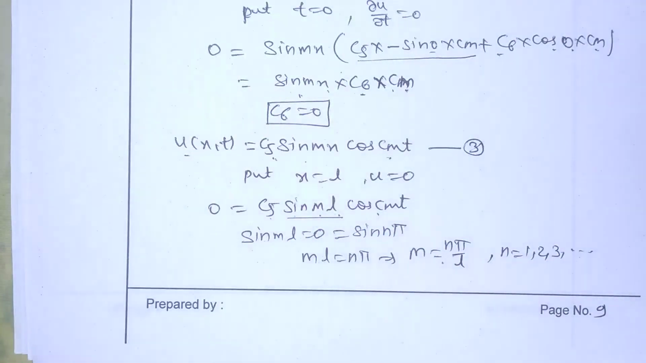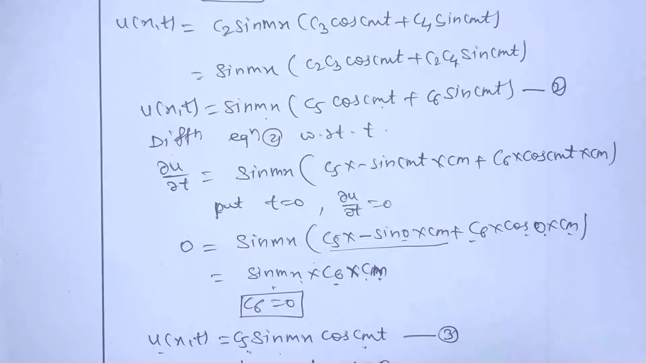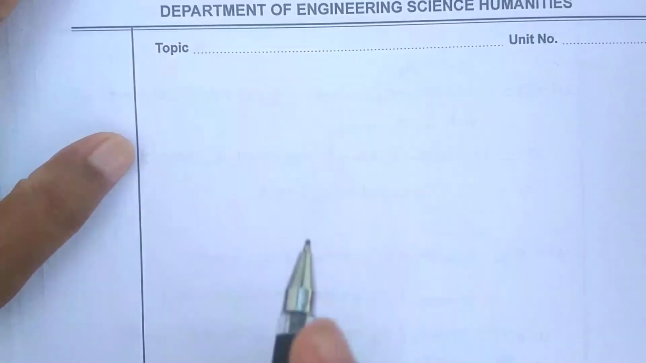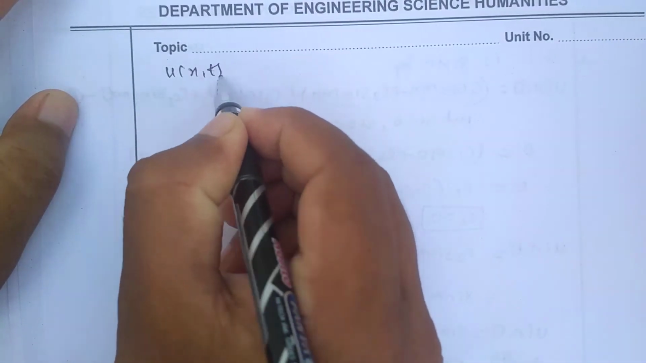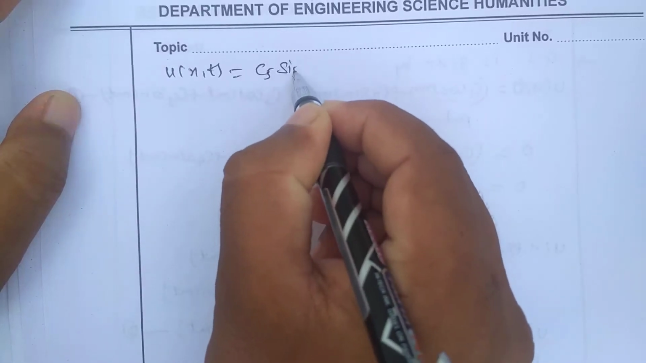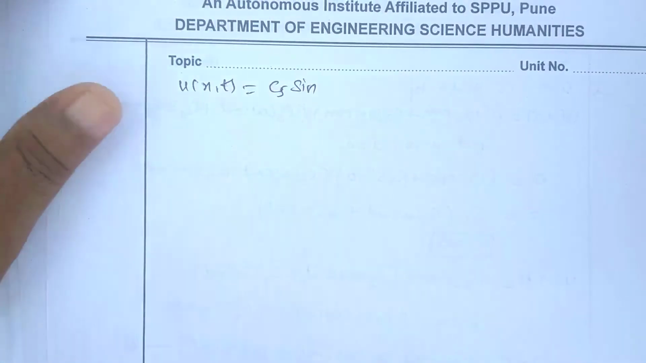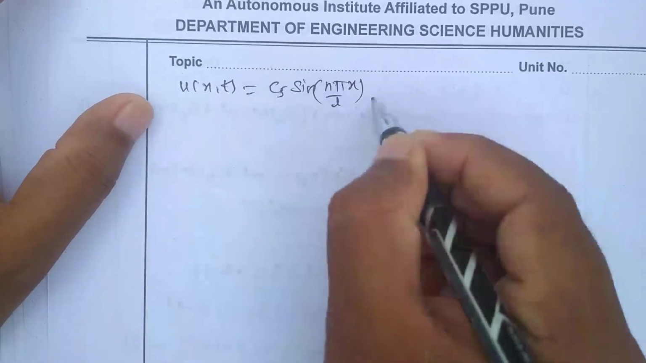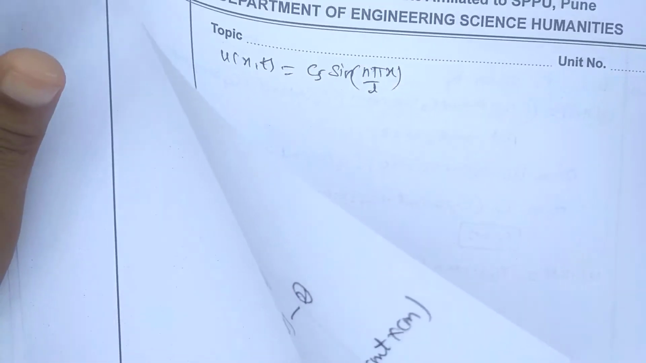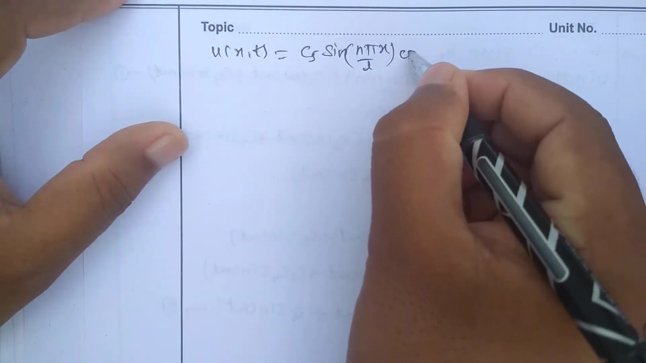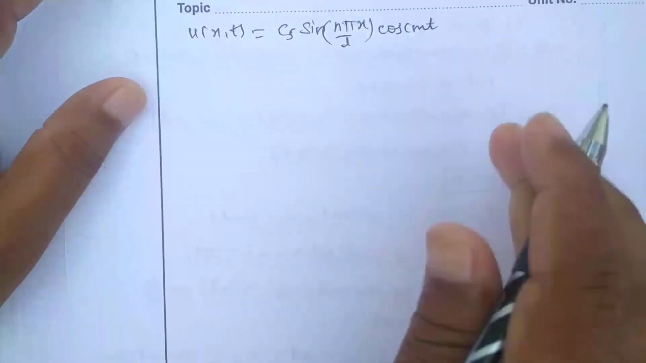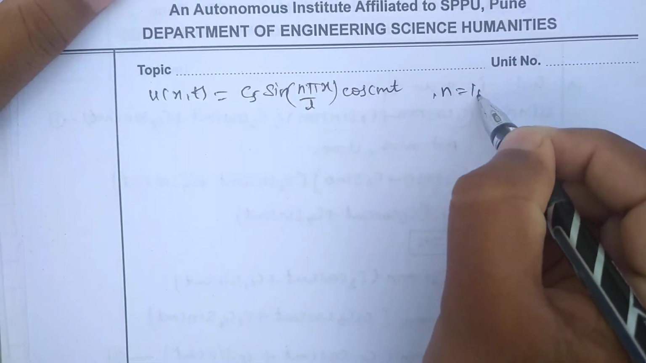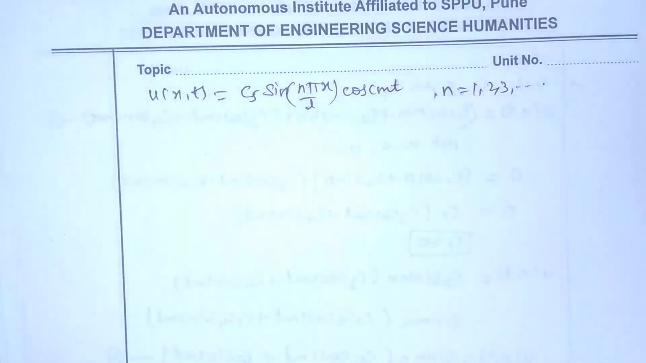We will get u of x comma t is equals to C5 sin mx, but m is equals to n pi by L, so sin n pi by L x into cos cmt as it is, cos cmt, for n is equals to 1, 2, 3 dot dot dot, for different values of n.